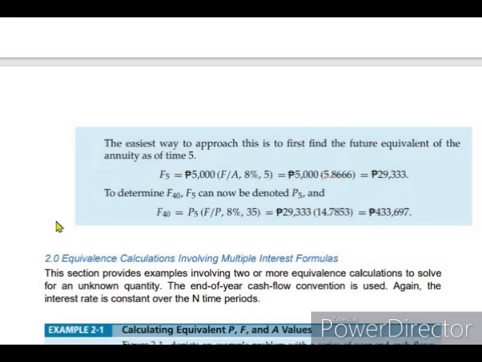Okay? Ngayon, para malaman natin yung F sub 40, future value sa 40, yung F sub 5 na nakuha natin ay pwede nating ma-denote as P sub 5 na ngayon. Pwede natin siyang consider as P sub 5. So, gamitin lang natin yon. Same formula, finding F given P. Yung P sub 5 dito yung nakuha natin. 8%, tapos 35. So, multiply lang. Ito yon. So, 433,697 pesos.